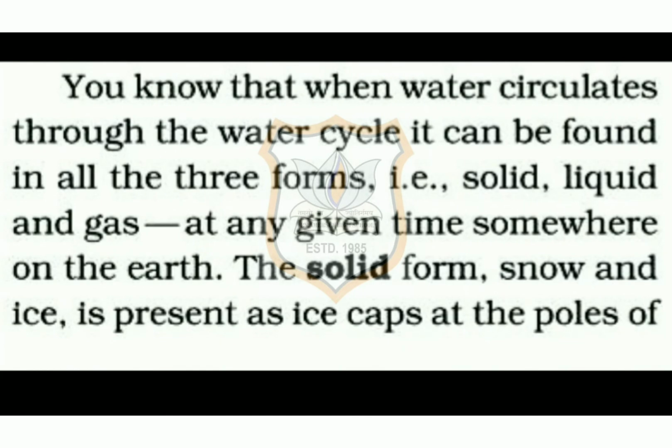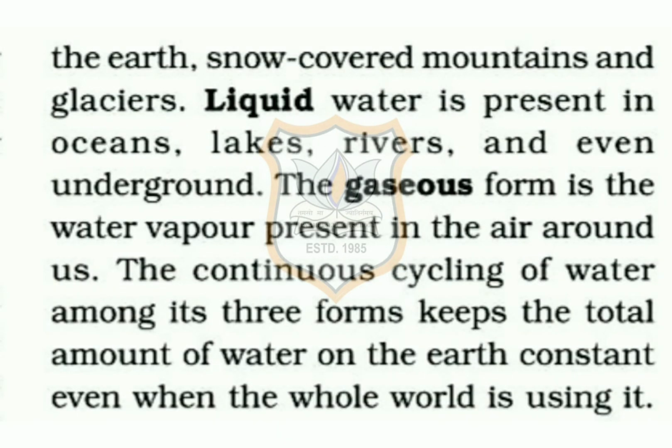Students, you know that when water circulates through the water cycle, it can be found in all the three forms, that is, solid, liquid, and gas. At any given time, somewhere on the earth, the solid form, snow and ice, is present as ice caps at the poles of the earth, snow covered mountains, and glaciers. Liquid water is present in oceans, lakes, rivers, and even underground. The gaseous form is the water vapor present in the air around us. The continuous cycling of water among its three forms keeps the total amount of water on the earth constant, even when the whole world is using it.